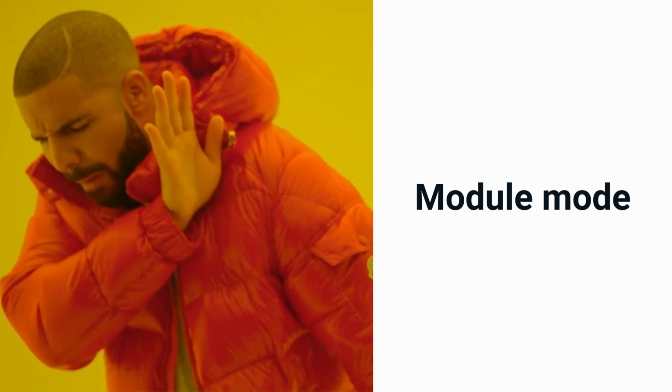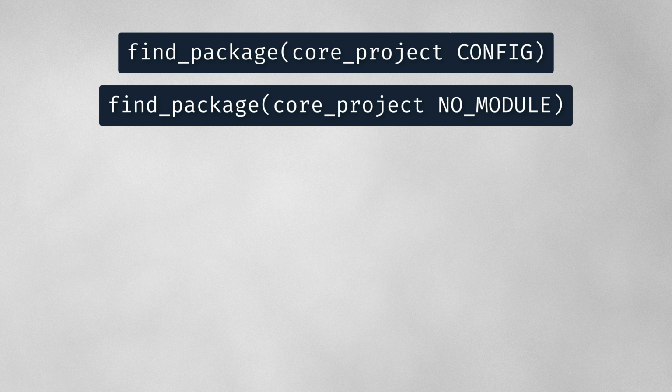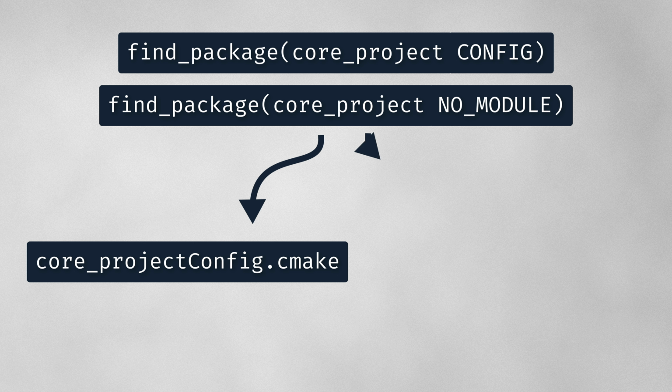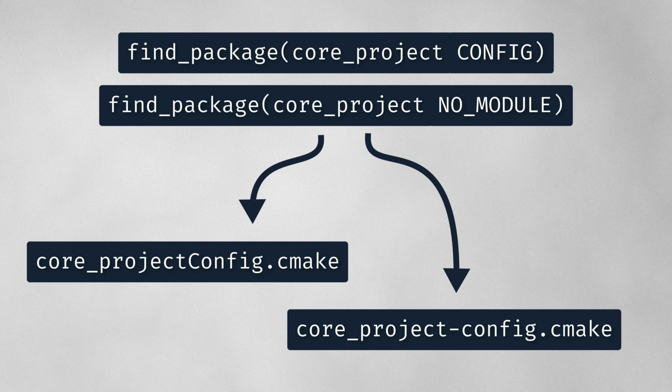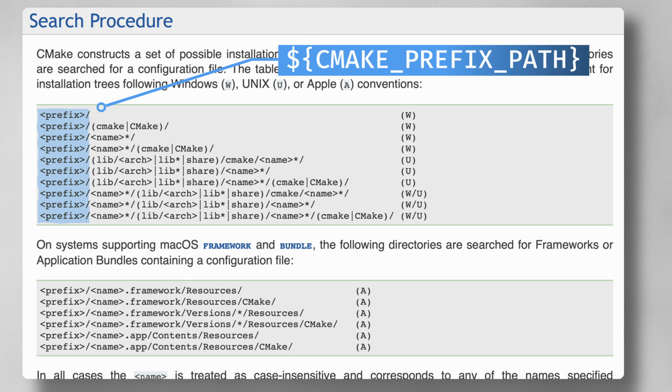And we must note here that while module mode is the default one, in modern CMake we want to use the config mode most of the time. So what makes config mode better? On the surface, config mode works in a very similar manner to the module mode. For a call find_package(core_project CONFIG) or find_package(core_project NO_MODULE), CMake looks for a file core_project-config.cmake or core_projectConfig.cmake using quite a comprehensive search procedure, starting with a path specified in the CMAKE_PREFIX_PATH CMake variable.